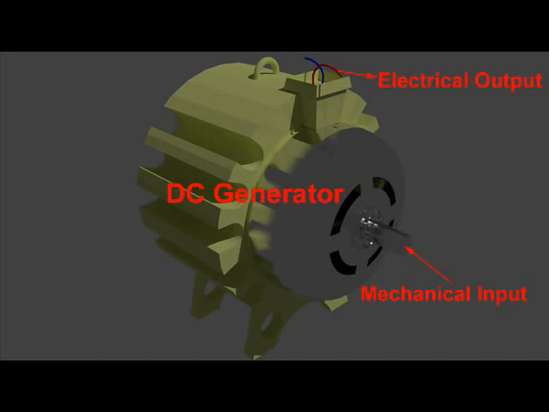In first case, where DC machine produces electricity due to rotating rotor, it acts as DC generator. In the second case, where DC machine produces rotation of rotor due to applied electricity, it acts as a DC motor.